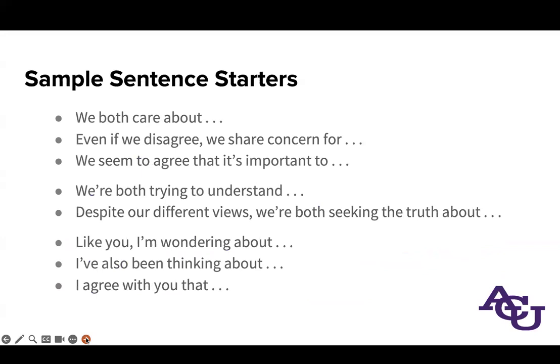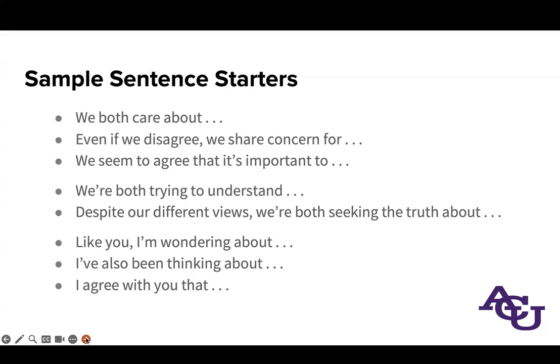So here's some starters, just ways to think of, okay, if I'm going to make a point, first of all, maybe try to focus on the we. And when you start a sentence with I, leave the verb ongoing and open. So in terms of the we both care about. So that's focusing on we.